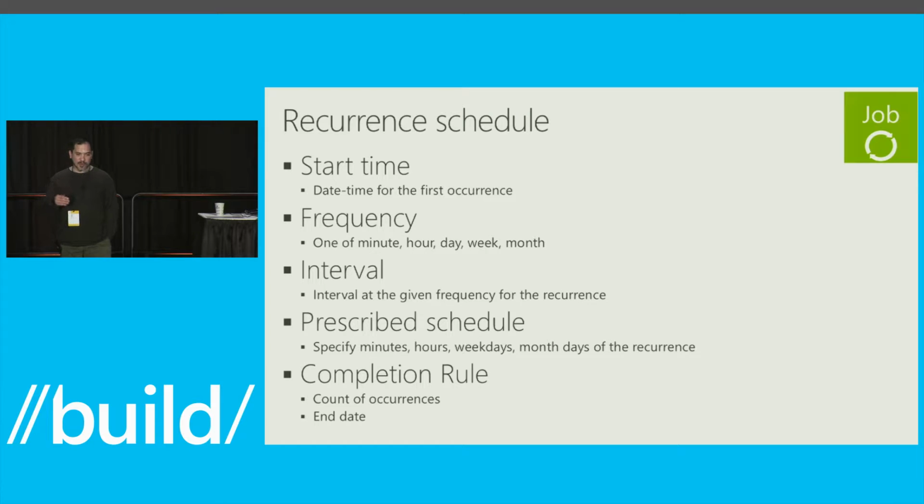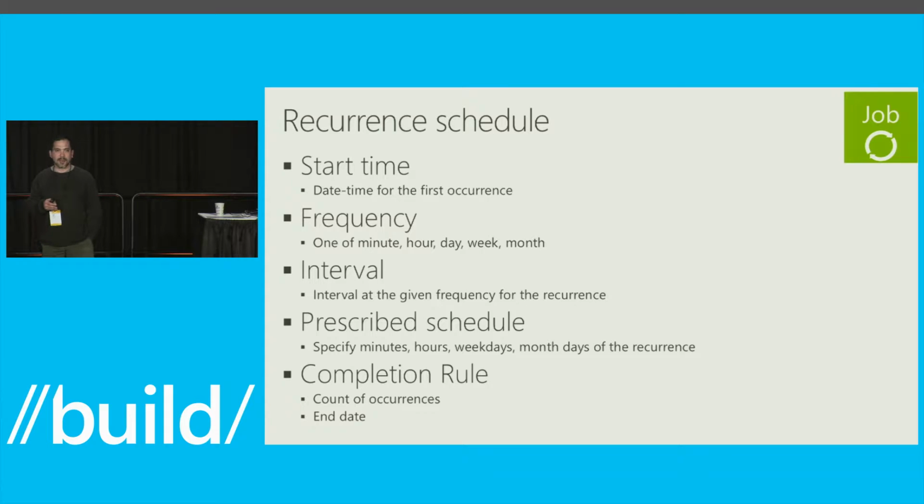And then a prescribed rule. This is where you get into more complex schedules. So you can describe which minutes that you want it to run at or which hours that you want it to run at. For example, I only want it to run at 5:30, 6:30, and 7:30 every day. You can specify the weekdays.